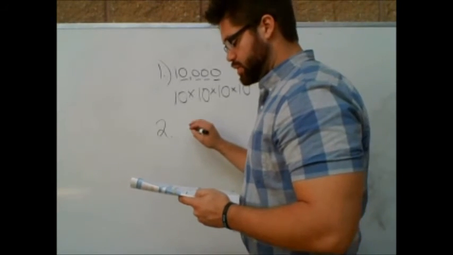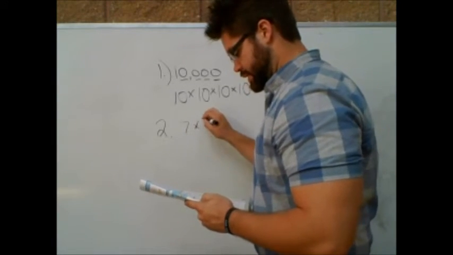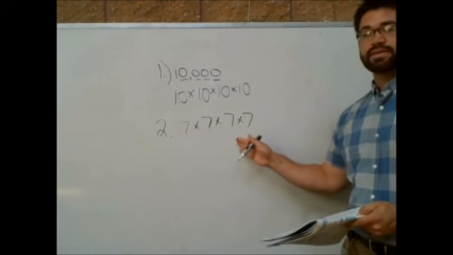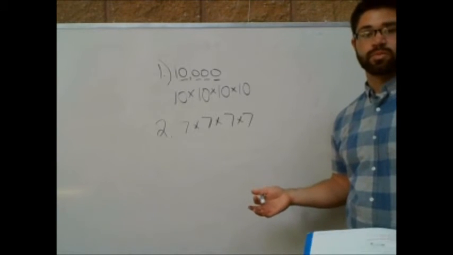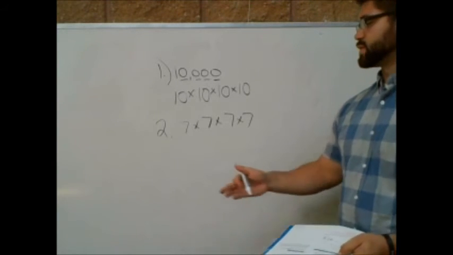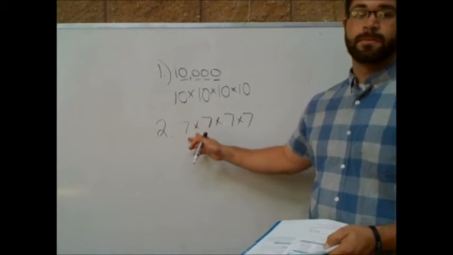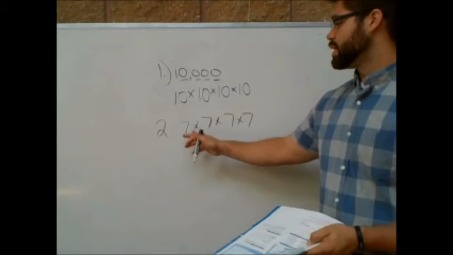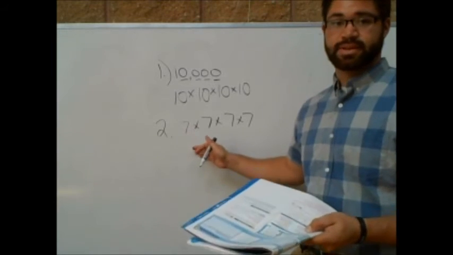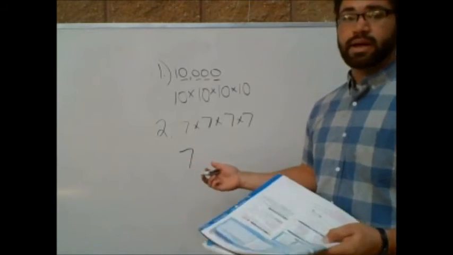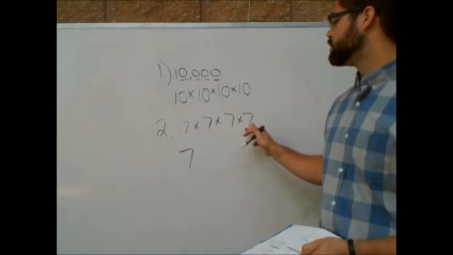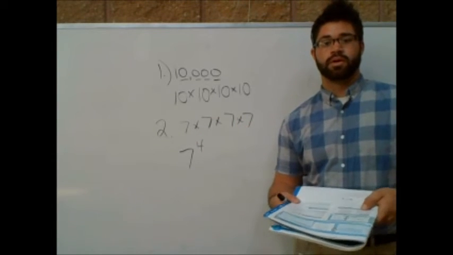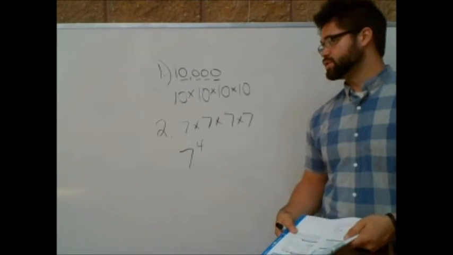For number 2, what we're going to do is write 7 times 7 times 7 times 7 in exponential form. If you remember, exponential form is we're going to take the base number, and the exponent is going to be how many times we multiply the base number. So right here we have the base number is 7 because that's the number that's repeating. And the exponent is how many times we used it. 1, 2, 3, 4. So 7 to the power of 4 is going to be the answer for number 2.